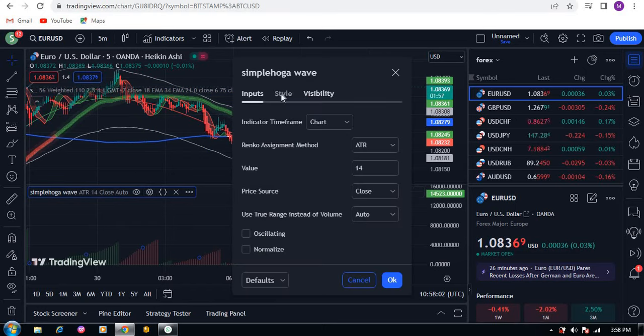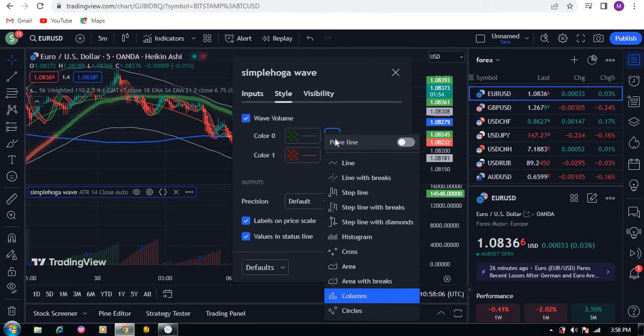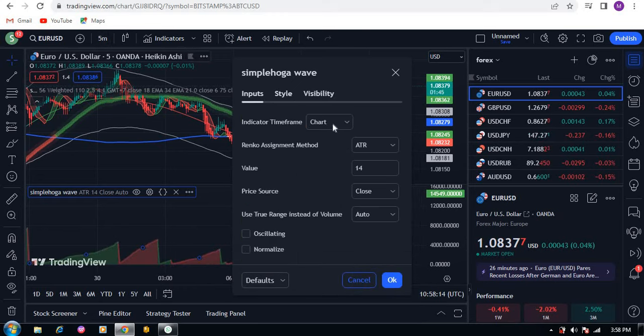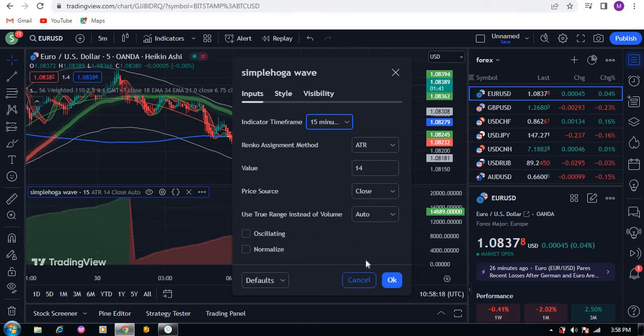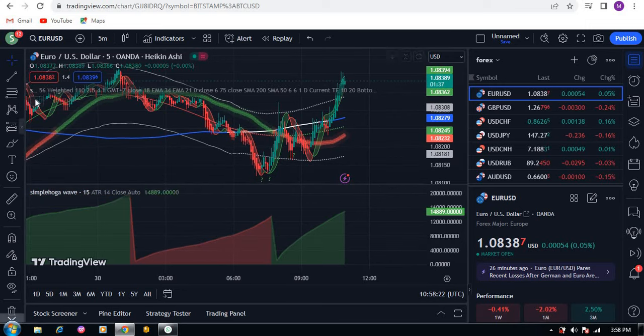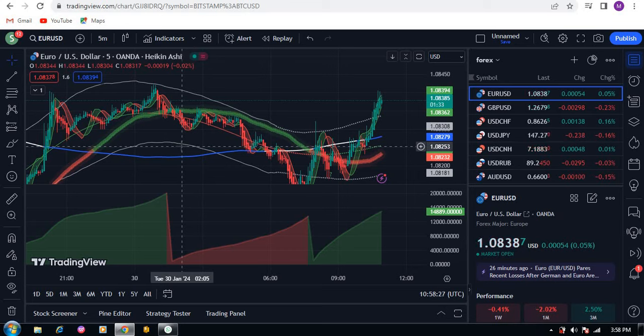So go to indicator, go to style, go to area, select area, and then if you are using 5 minutes, then you need to select 15 minutes here. Okay, and that's okay. Now your indicators are ready, and your strategy is almost ready.